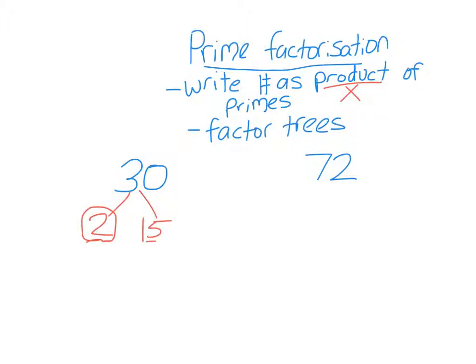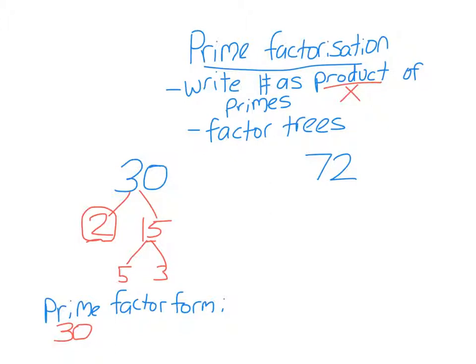15 is not, so we need to factorize it. So it factorizes as 5 times 3. So in prime factor form, we will get 30 equals all of these times together: 2 times 5 times 3. So 2, 5, and 3 are all prime numbers, which is why I stopped there. And I multiplied them together to get 30. Easy as. Let's do the same for 72.